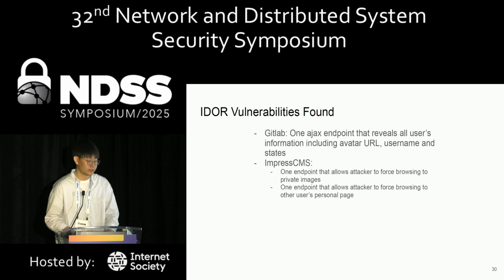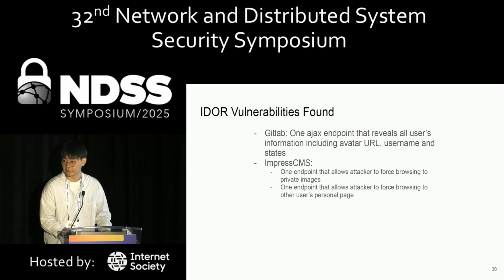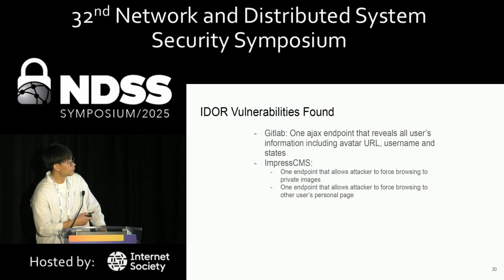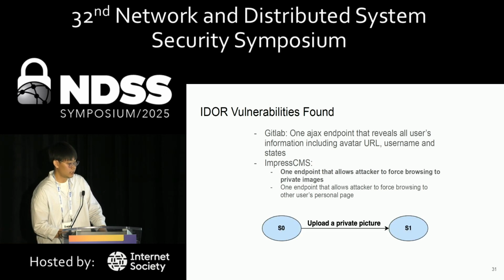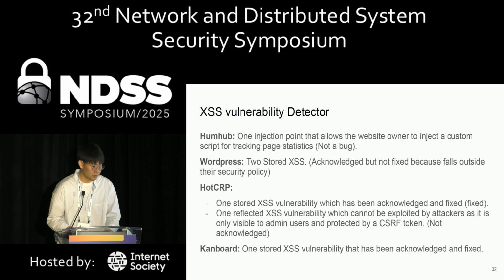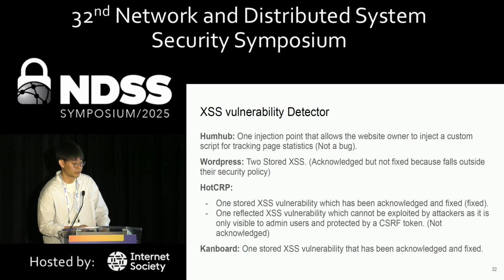Also, for vulnerability detection, EvoCrawl finds 3 different IDOR endpoints, and all of them actually require the crawler to transition the application into different states. So take this particular example to illustrate. The crawler needs to first upload a private picture, then it can test the access controllability of the page. So this requires the crawler to transition the application from state 0 to state 1 by uploading the private picture. Also, EvoCrawl finds 5 different cross-site scripting vulnerabilities across 3 different applications.